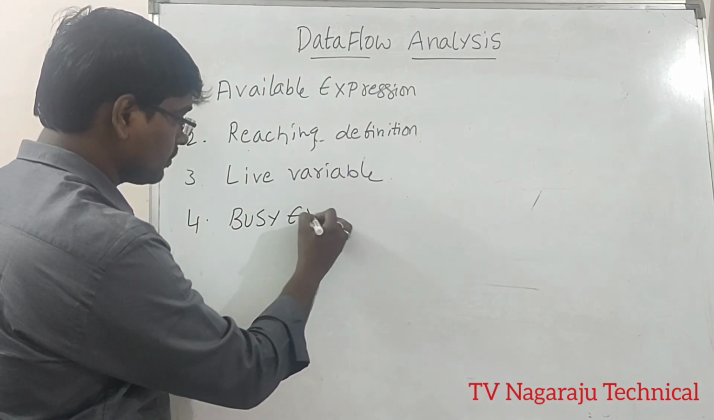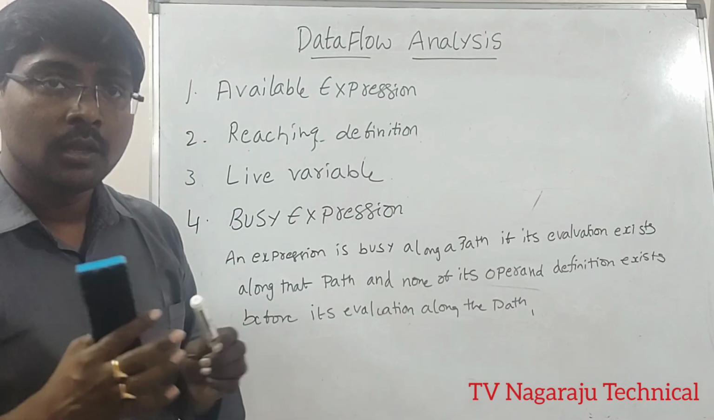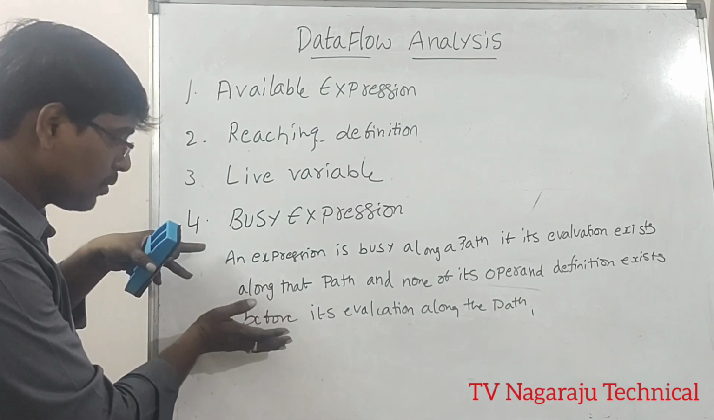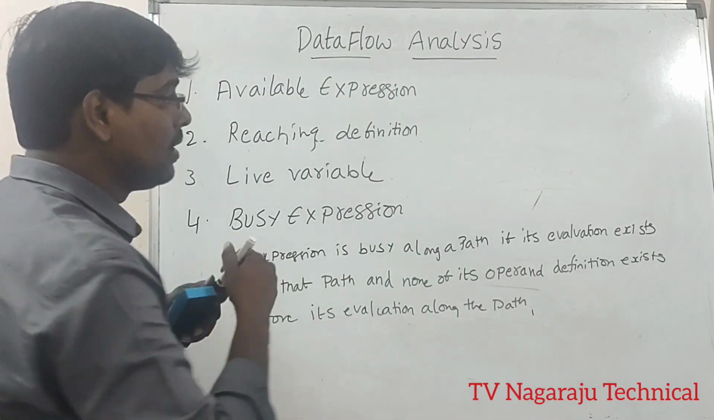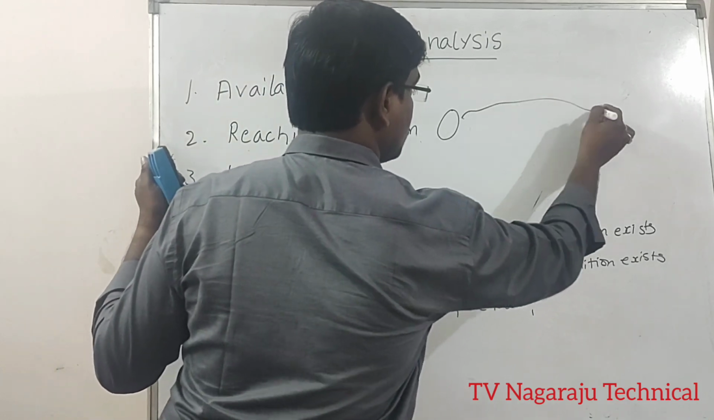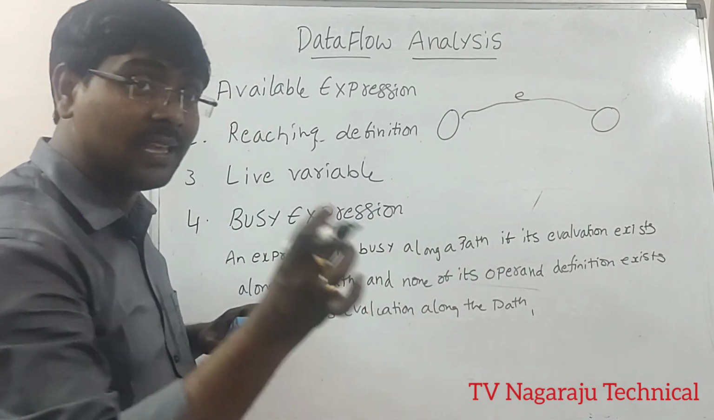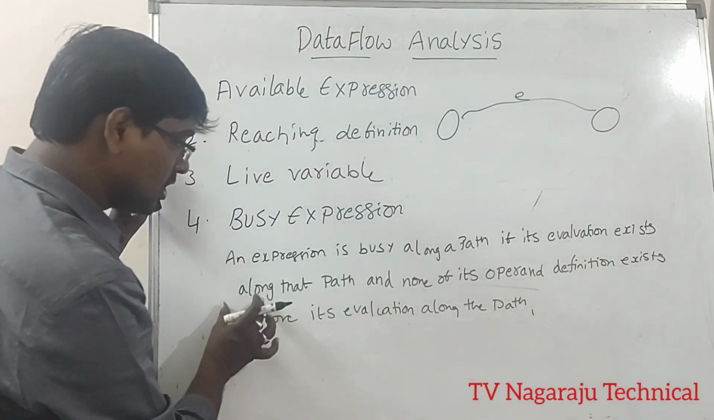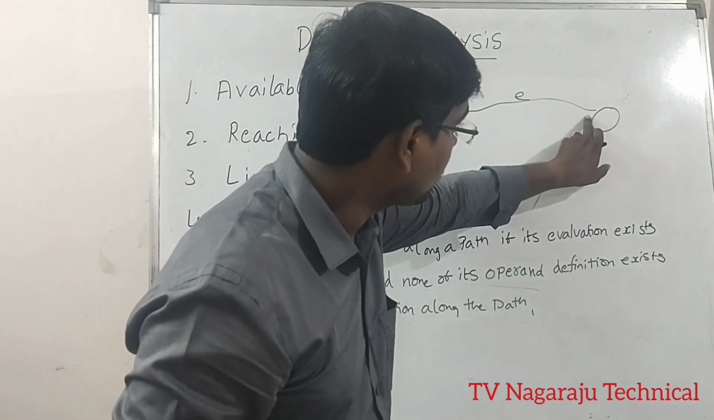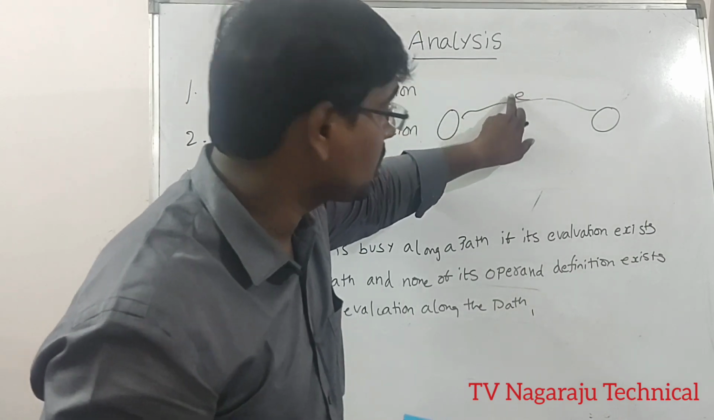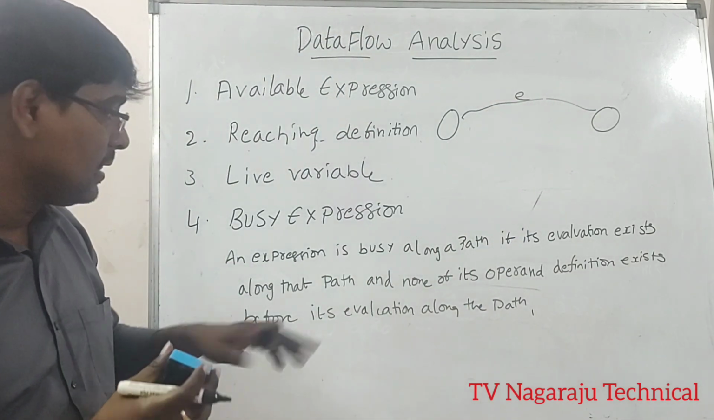Busy expression. Last one, busy expression. Now see this one. For your understanding I have written the complete definition. An expression is busy along a path. For example, this is one node, this is one node. Assume this is the path. An expression is busy along a path if its evaluation exists along that path. Expression means we are evaluating the expression in that path.